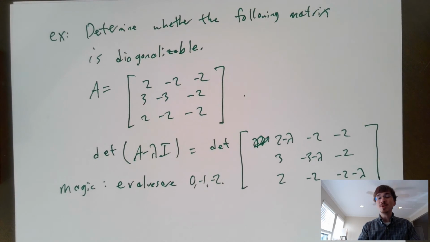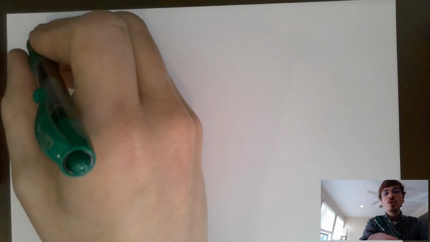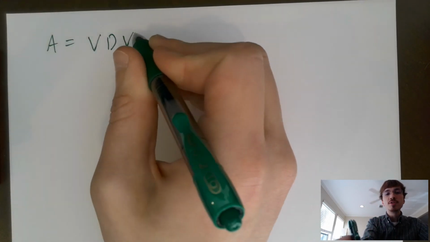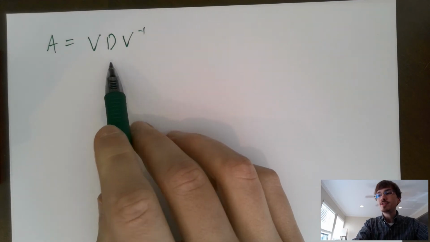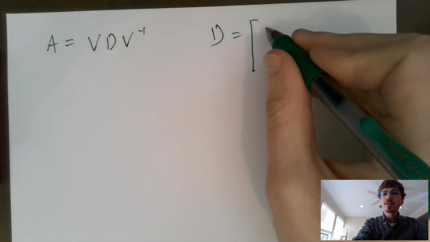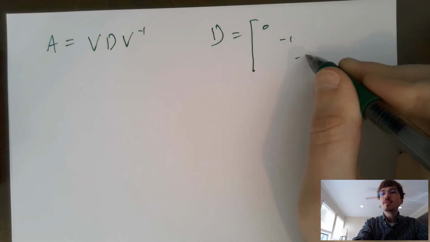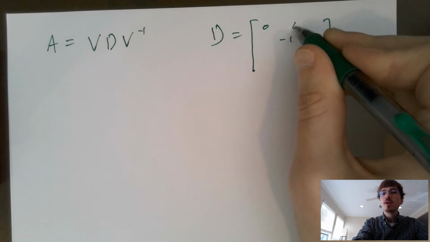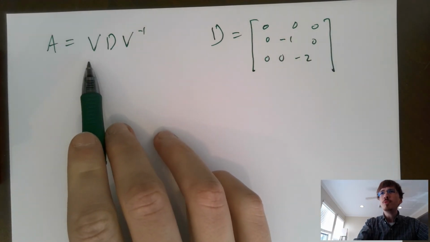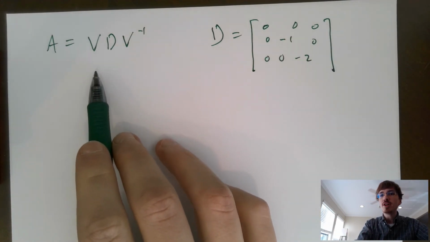Let's diagonalize the matrix. What do we need to diagonalize a matrix? Remember, a matrix is diagonalizable if A is equal to V D V inverse. We already know what D is going to be. D is going to be the diagonal matrix with our eigenvalues on the diagonal. The order doesn't matter. We'll just be sure to put the eigenvectors in the corresponding order.